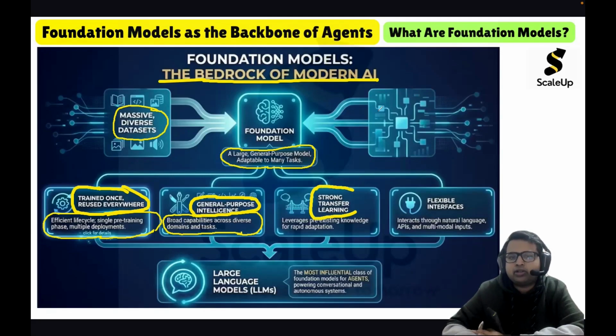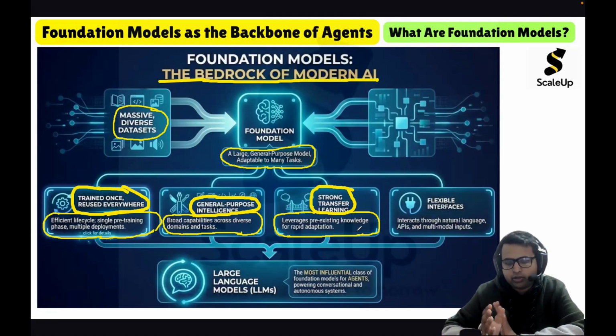Strong transfer learning. So foundation models support a very strong transfer learning. It leverages pre-existing knowledge for rapid adaptation. So this is a very big thing about foundation model. The idea is that you already did the pre-training of the foundation model, you have a foundation model in place. Now you can fine tune it with the new knowledge. That is totally possible with foundation models, and that is what we do.